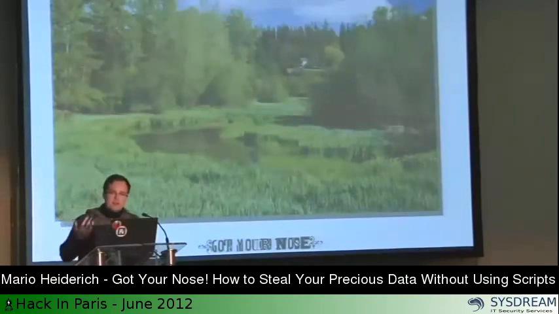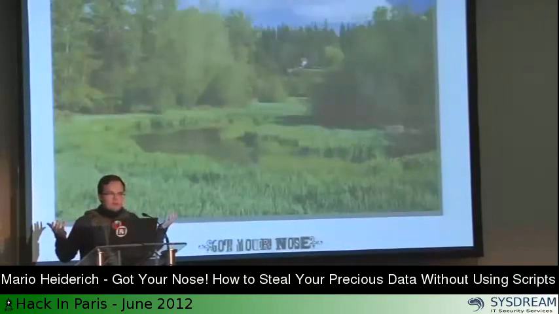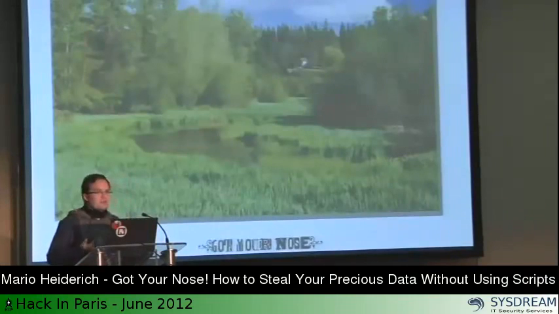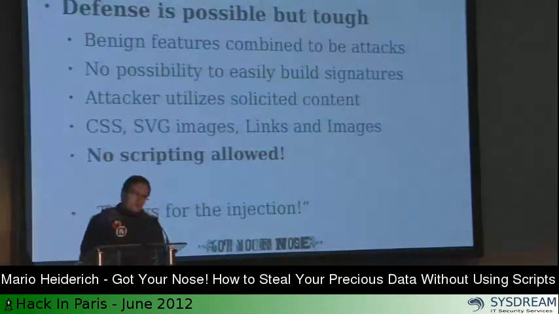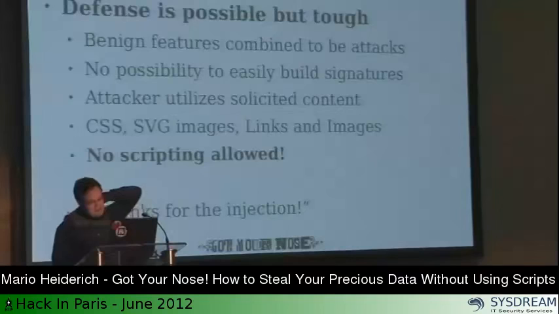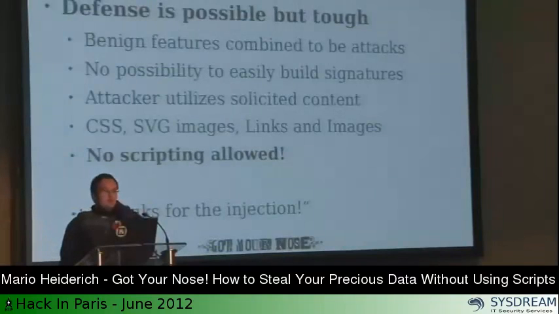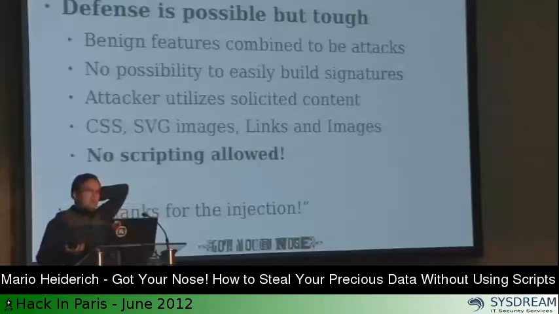And this is like the very essence of this talk. You see something that appears to be harmless, just some river, just some trees, but in the end you have a side channel and stuff is happening when you see it with the right goggles. I addressed the topic of offense already and said that this is mainly going to be an offensive talk. Defense is possible, but it's tough, because in the end we do not really use attack vectors. We just use benign features and we combine them the right way. So there is no possibility to just write a signature. The attacker is actually using solicited content.